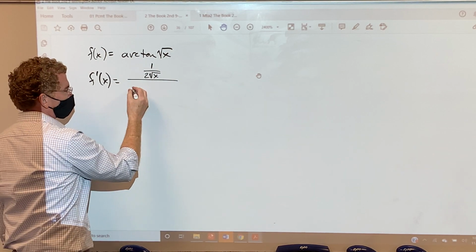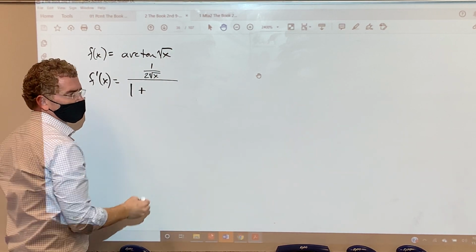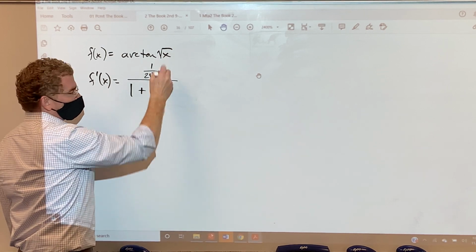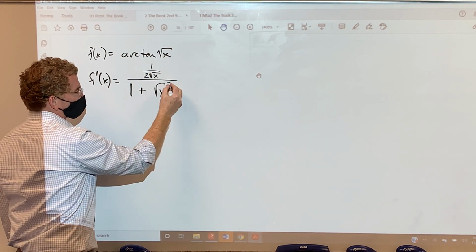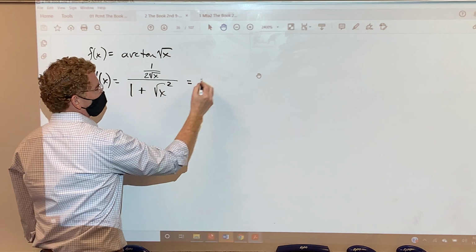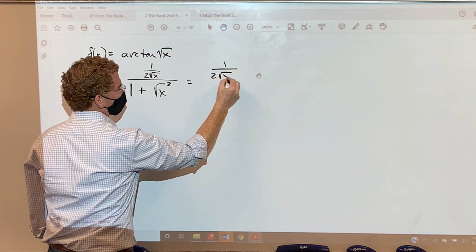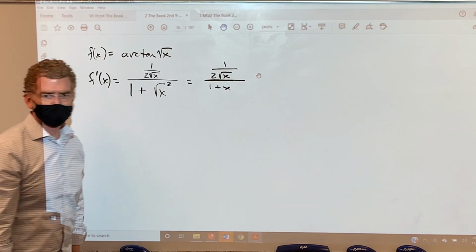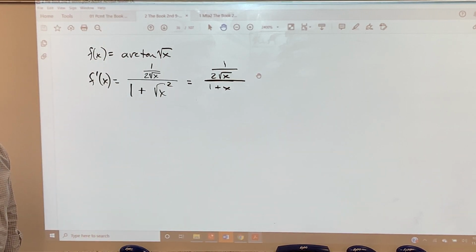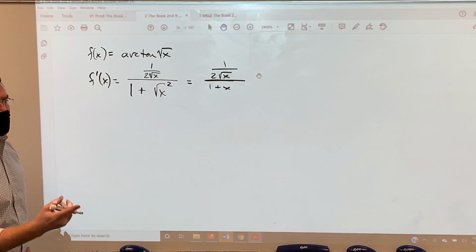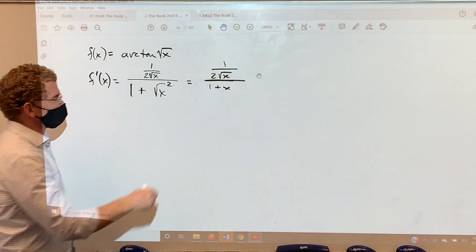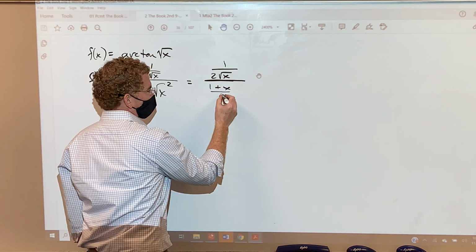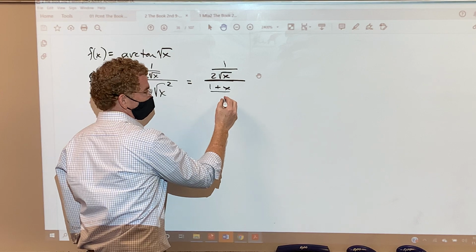And then what goes in the denominator here? 1 plus u squared. 1 plus that squared, and what is root x squared? So let's clean this up. I have 1 over 2 radical x divided by 1 plus x. How do I do that? Because it's not going to look like that on a multiple choice question. That's what I would do, but you're really doing what? Yeah, you can do that too. Yes, you can do that.